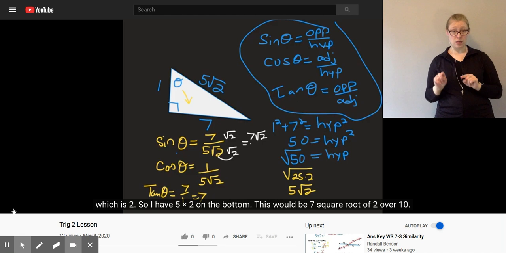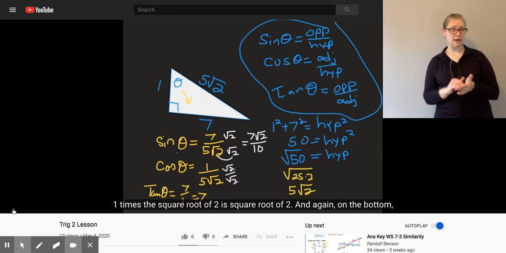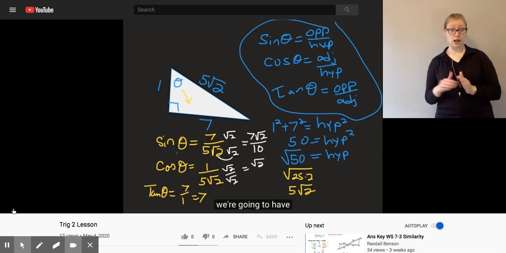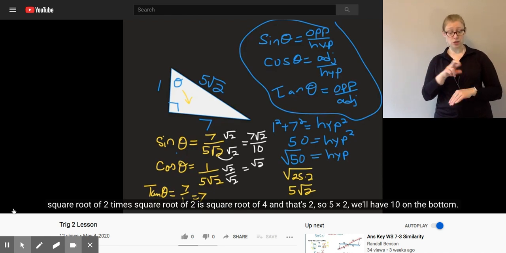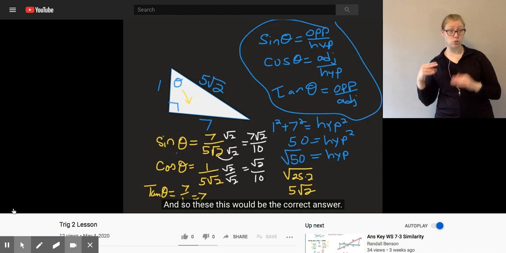So I have 5 times 2 on the bottom. This would be 7 square root of 2 over 10. This one, we're going to multiply square root of 2 by square root of 2. 1 times the square root of 2 is square root of 2. And again, on the bottom, square root of 2 times square root of 2 is square root of 4, and that's 2. So 5 times 2, we'll have 10 on the bottom. And so this would be the correct answer.